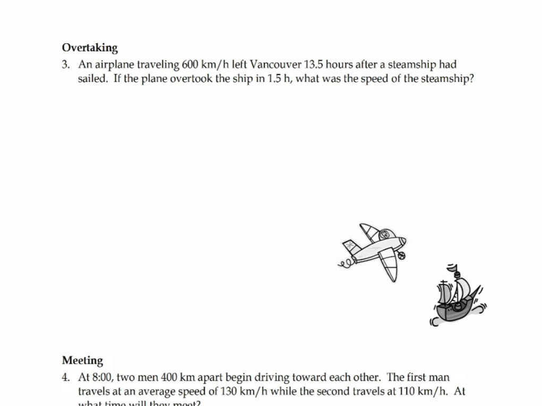So let's start by just making a chart, filling in the two situations. What are the two situations here? Let's just start making a chart, and then we'll go from there, and then we'll reread it. So what are the two things? Airplane and ship.